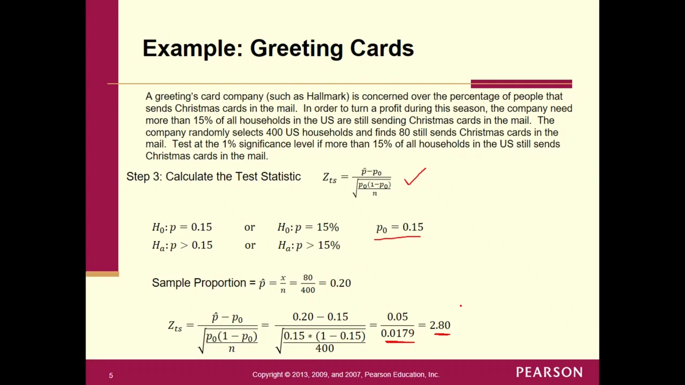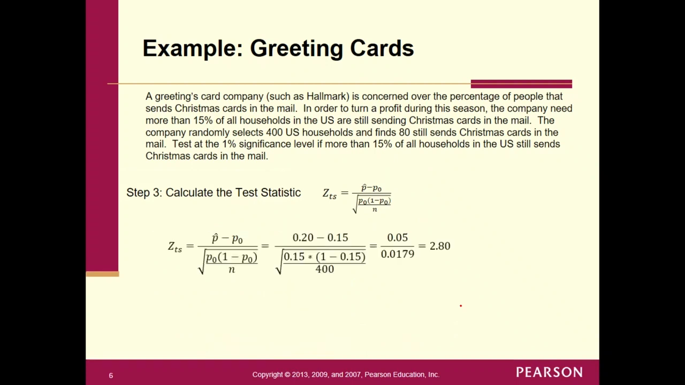What would have happened if our p hat, instead of 0.2, turned out to be 0.150000001? Yeah, that's greater than 15%, but remember that just came from a random sample of 400 U.S. households. Is it possible that for all households it could actually be less than 15%? So remember, you've got to have convincing evidence from our sample that it's greater than 15%. Just reminding you of some concepts there.